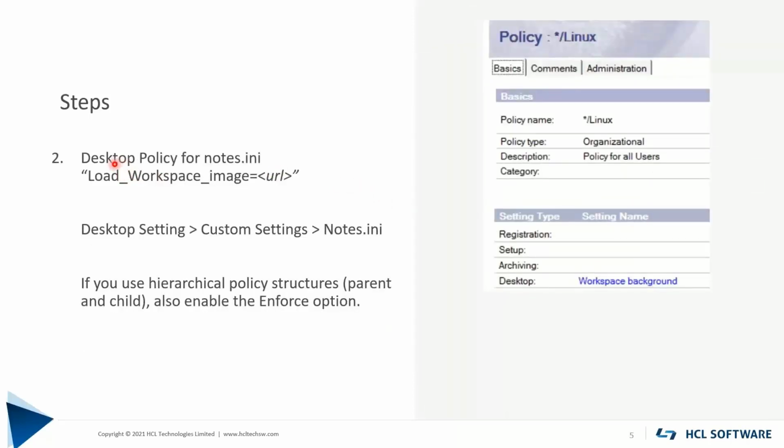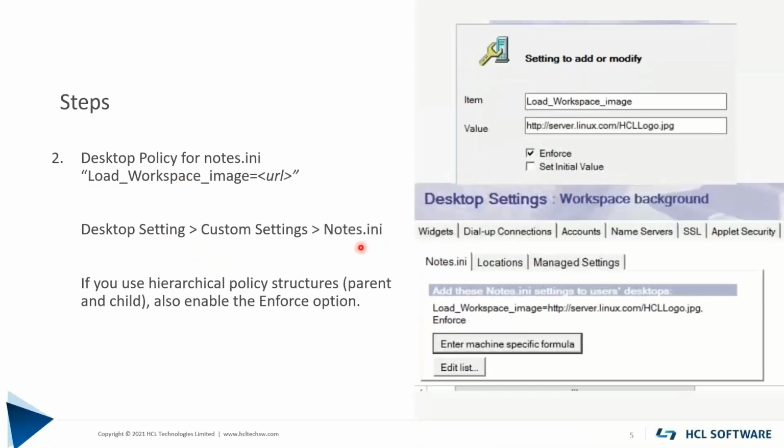For the second step, you would need to have a desktop policy for the notes.ini. If you have an existing desktop policy, you can use that. On the desktop settings, go to custom settings, and then notes.ini. In this example, we have the load_workspace_image item and add a value for the URL that you have set. Then if you're using a hierarchical policy structure or parent-child policy, you can enforce this option to be pushed to all of your child policies.